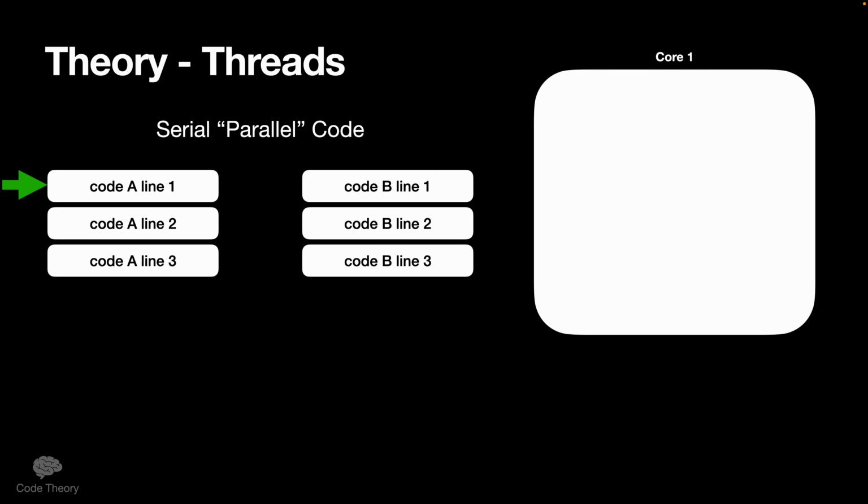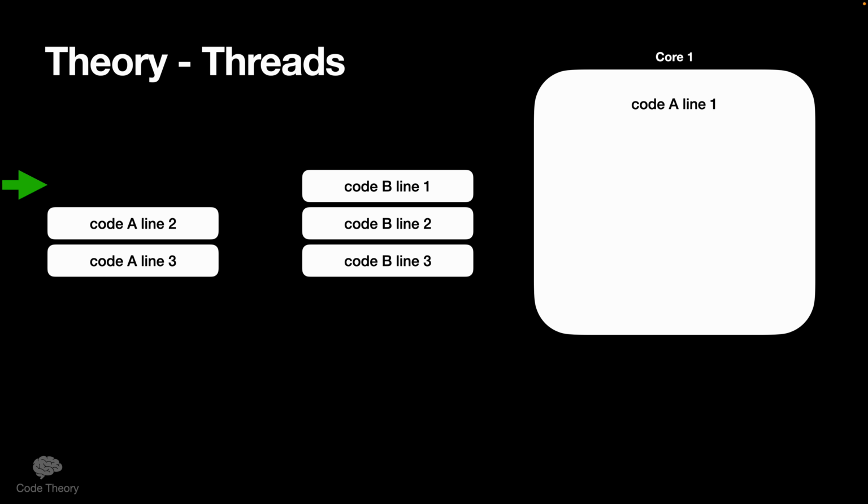So our runtime is going to look at this and in the most basic way that you could do this, you could say, oh, okay, these 2 pieces of parallel code, they are equally important. I'm just going to have the core execute them back and forth, just ping pong back and forth between each line of code that I'm supposed to execute, right? So first it will send code A line 1 to the core.